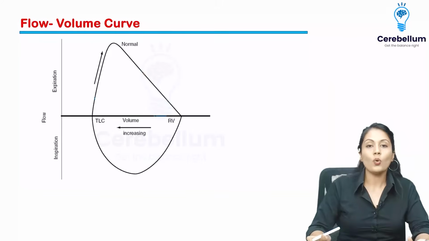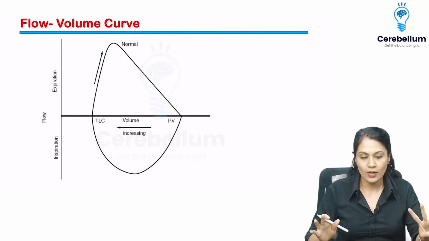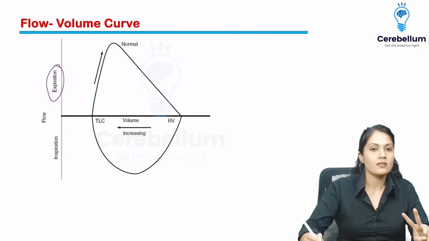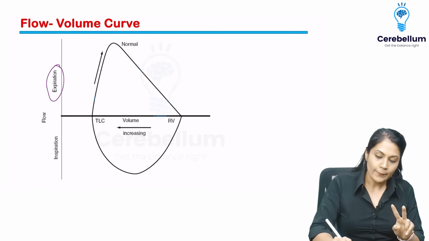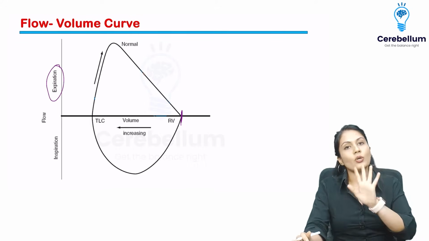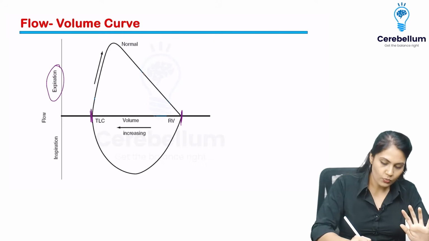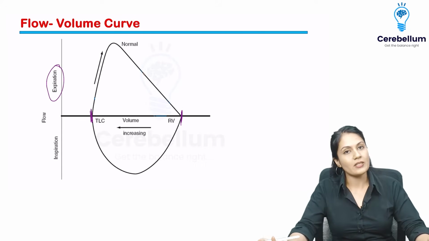Now, this is the flow volume curve. In this, two things you have to remember. First thing is that this is the expiration. This is the flow volume, not pressure volume curve, right? This is the point where the residual volume is going to be shown, and this is the place where the total lung capacity will be shown.